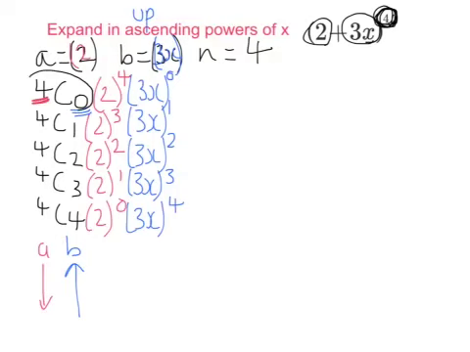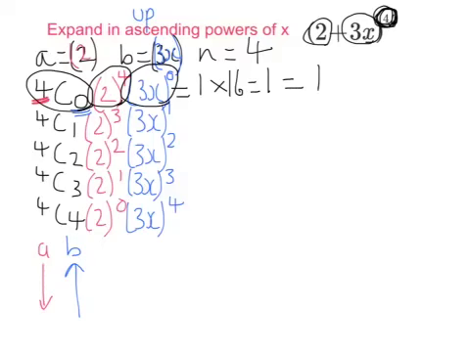Okay, let's start expanding it out now. So 4 choose 0. If you pop it into your calculator, we'll come out with 1. That's the coefficient. Now we are timesing by 2 to the 4, which is 16, and then we're timesing that by 3x to the 0, and anything to the 0 is 1. So that first term comes to 16.